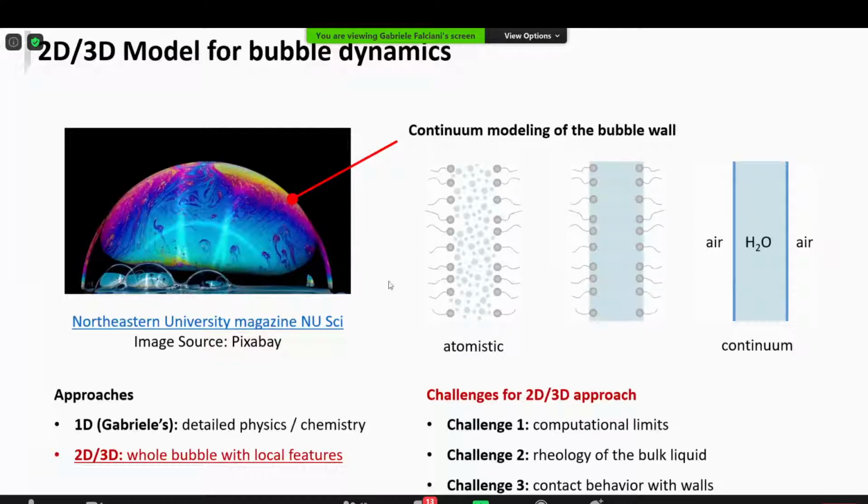So until now, I have talked about the transport of gas across a single membrane, but what happens when we are dealing with one or more bubbles that are flowing, and so in 2D or 3D? Here we are still working at continuum level, where water is simulated as a continuum medium, while the two surfactant monolayers are introduced by considering a variation in the surface tension. In this very brief second part, I will just show you the many challenges that must be faced in order to perform this bubble flow dynamics, namely the computational limits, the problem of understanding the rheology of the bulk liquid, and understanding the contact behavior with the walls.